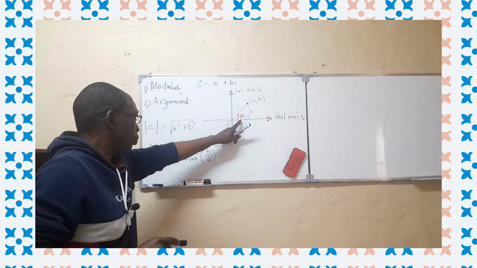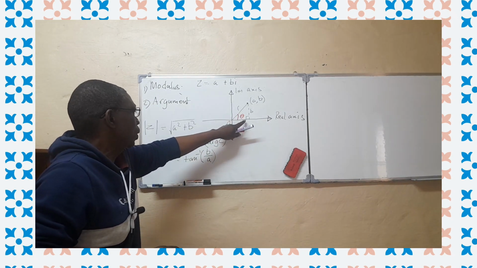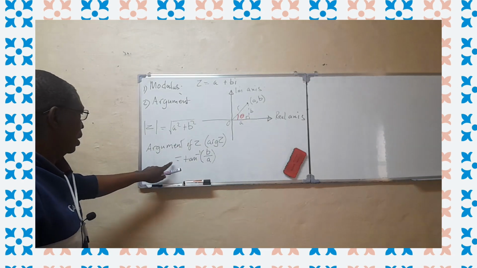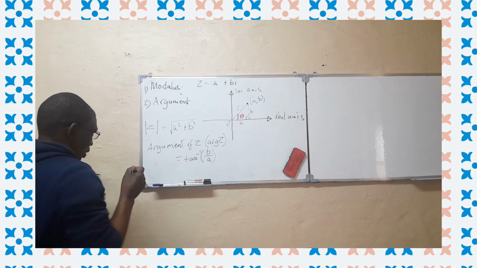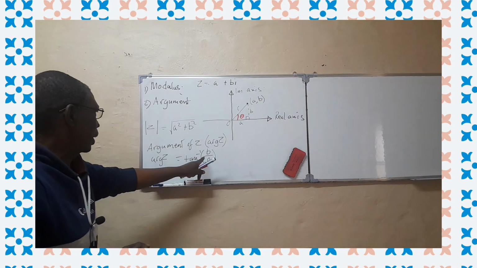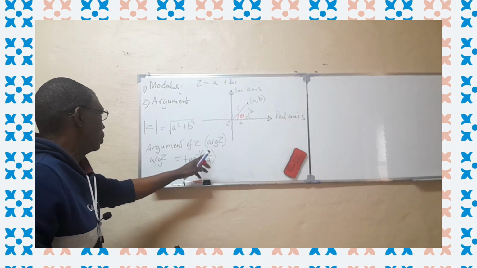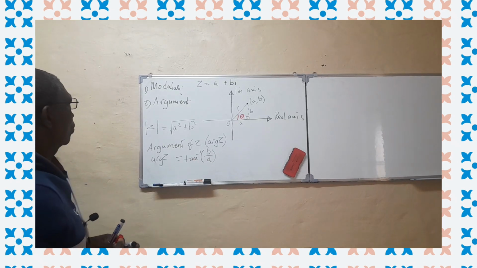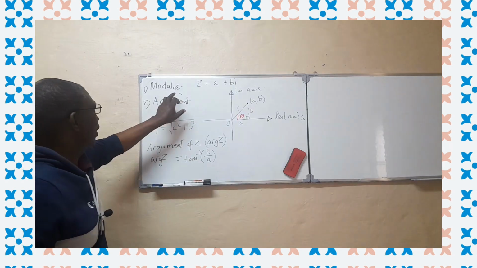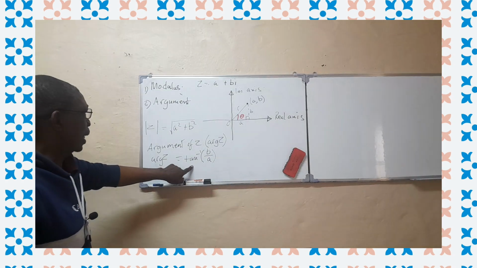This angle here, which the line representing our complex number makes with the positive x-axis, is called the argument of z, and is given by arg z equals arctan b over a, which of course means the angle whose tangent is b over a. That's arg z. So those are the two quantities related to our complex number. It has a modulus, which is equal to that, and an argument, which is equal to that.